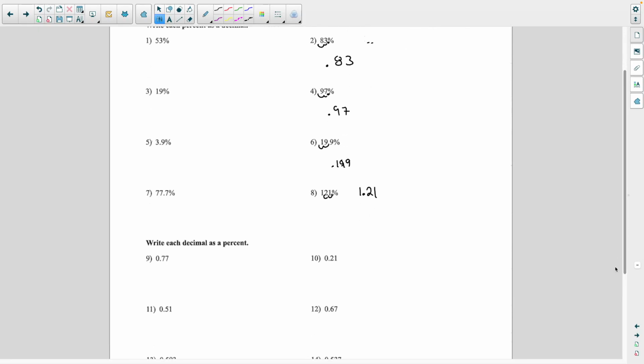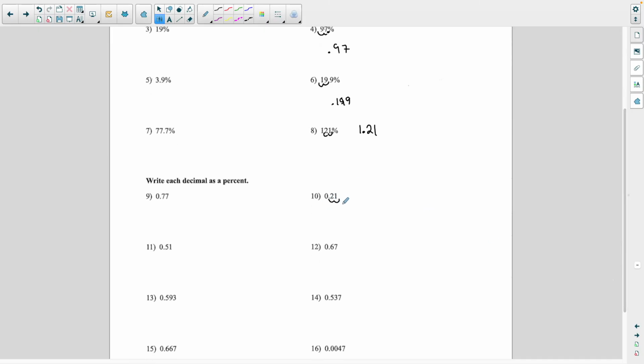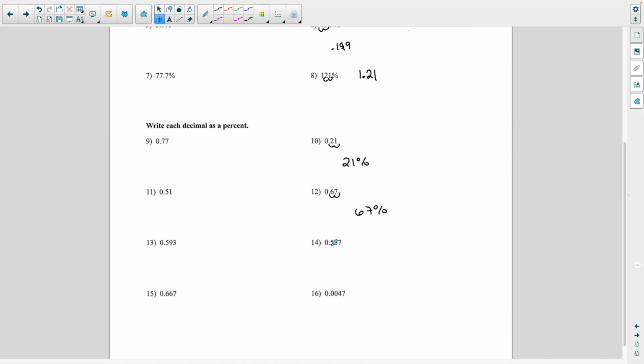Now, if I'm moving my decimal to the left from percentage to decimal, when I go from decimal to percentage, I move it to the right. So on this, I move it over twice, gives me 21%. Move this to the right, gives me 67%. I'm sure whoever made this back when they did not mean to have 6-7 in here. Now, 53. Right, so when we move this over twice, this is going to give us 53.7%. That's perfectly fine. There's nothing wrong with that.